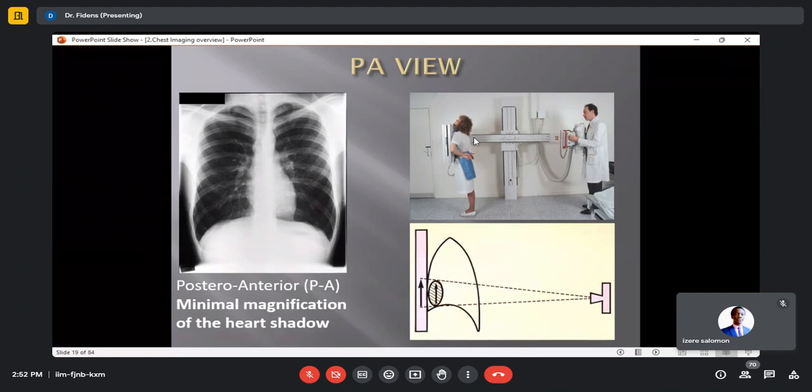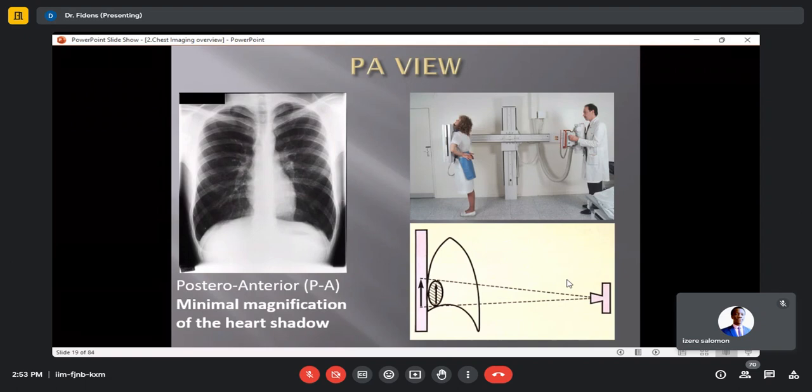That will help in giving almost normal size of the heart. The patient has done deep inspiration. That's the reason why, as I told you, we are able to know whether it was deep inspiration or not by counting the ribs, either posterior or anterior ribs.